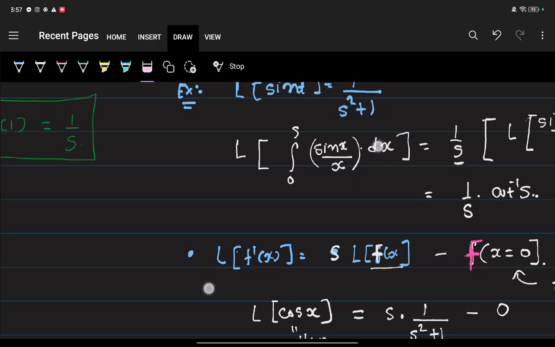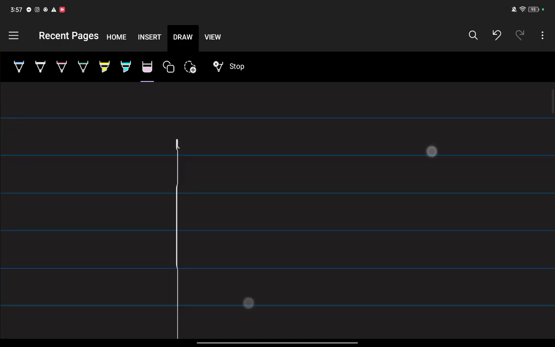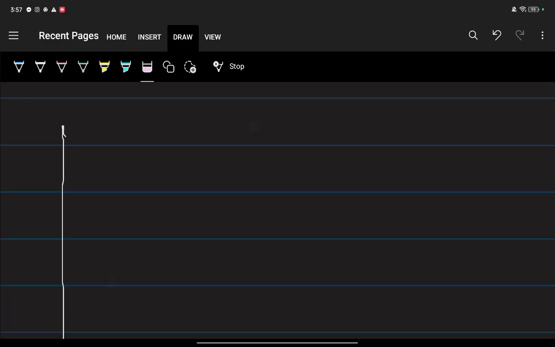Let's find the Laplace transform of a polynomial. For example, what is the Laplace transformation of x raised to n? I'm not going into the derivation. It is directly n factorial divided by s raised to n plus 1.